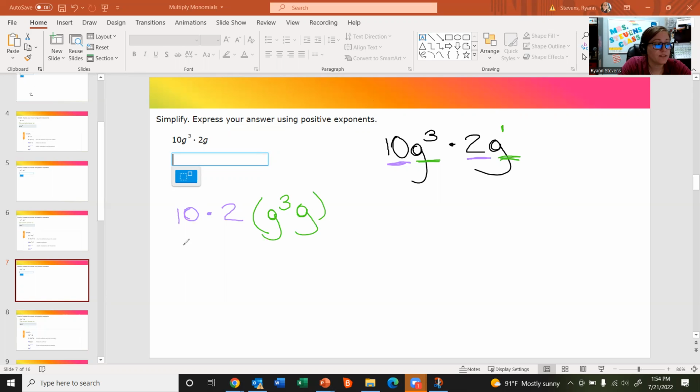And then if we keep going with this, we're going to multiply those coefficients. So 10 times 2 is 20. And then g cubed times g, we can rewrite that by adding those exponents. So g to the 3 for this exponent. And then this one we said was 1. So 3 plus 1 power, which would give us an answer of 20g to the 4th power.